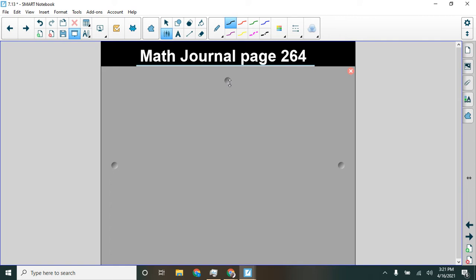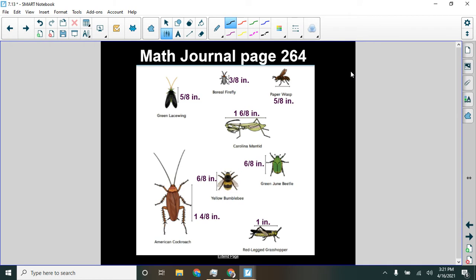Okay, if you don't have a ruler, I'm going to put these up on the screen for you. And then you could write them down. But if you have a ruler in your house or wherever you're at, you are going to try to measure them yourself and then check them. Okay, so I'm going to give you some time to do that.